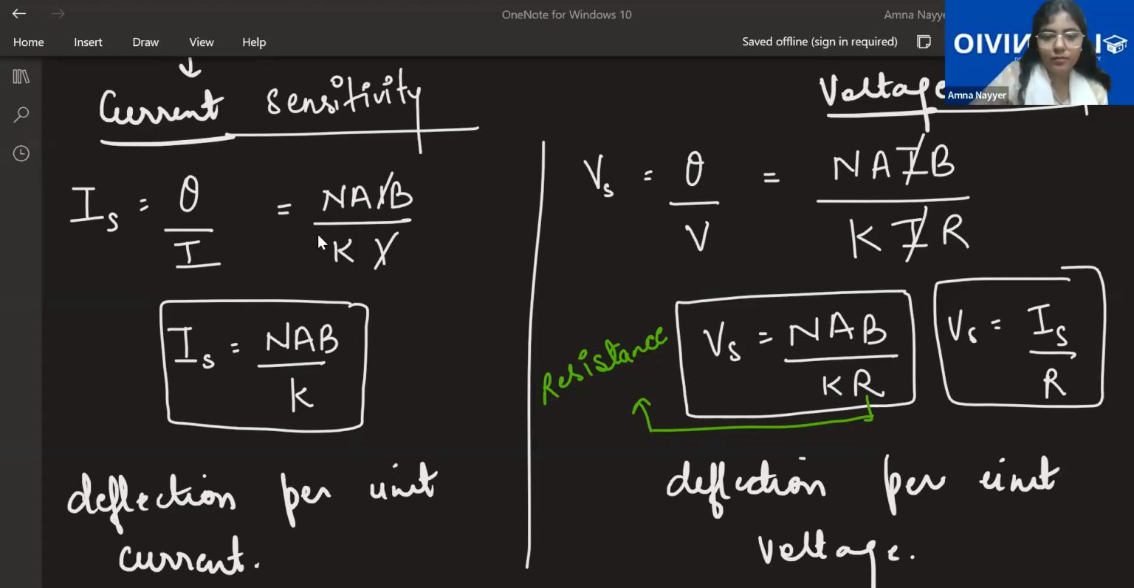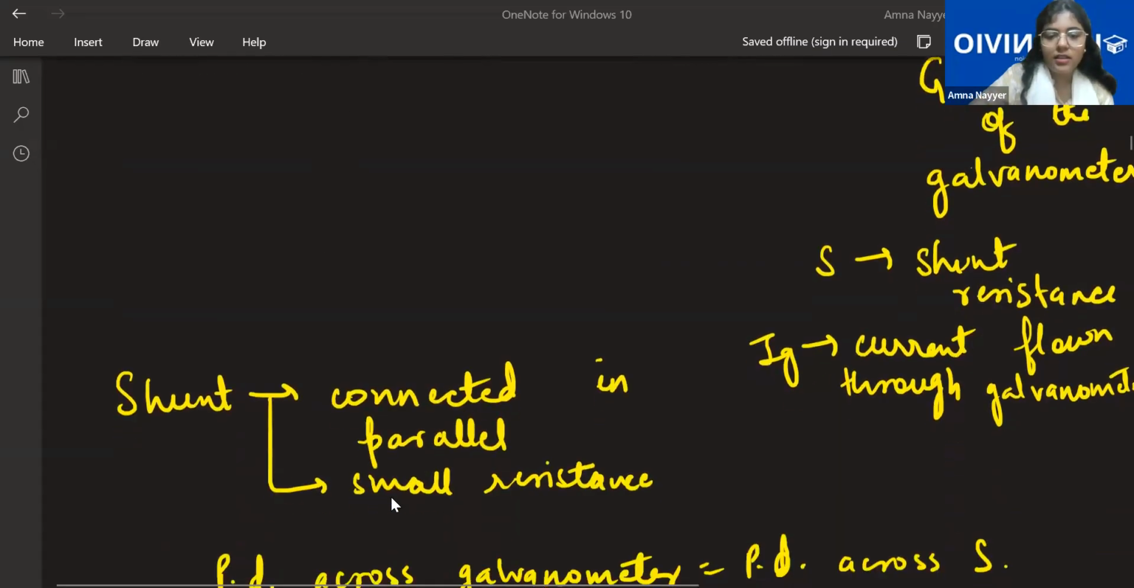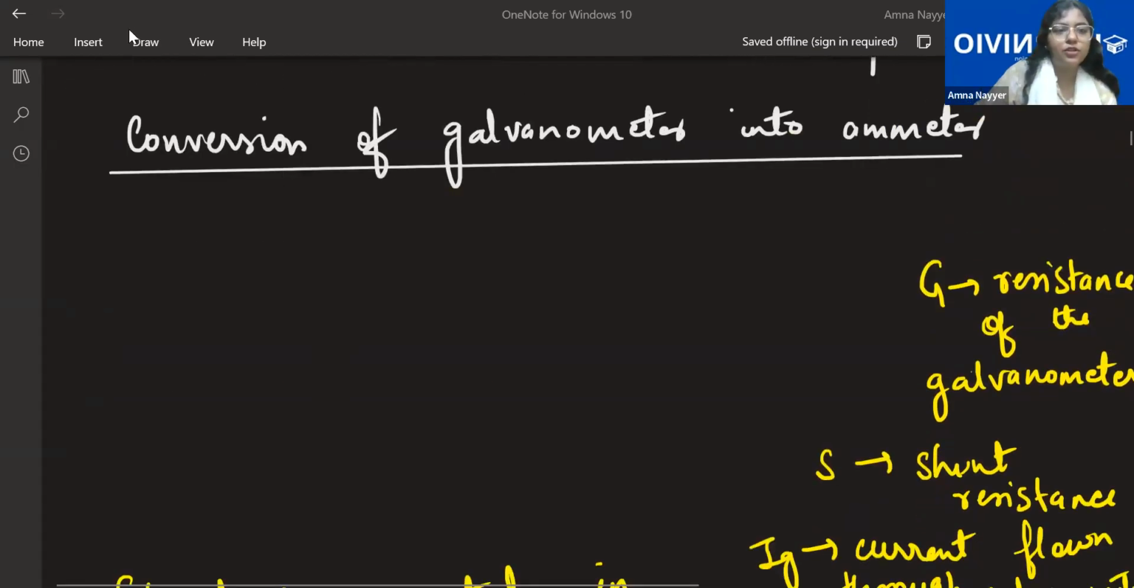Okay, let's move to the conversion of the galvanometer into an ammeter. Let's say you don't have the ammeter. An ammeter is a device that measures the value of current. It looks just like the galvanometer. Then, if you have a galvanometer and a resistance which can be connected in parallel to the galvanometer and whose value is less, see, I'll show you.